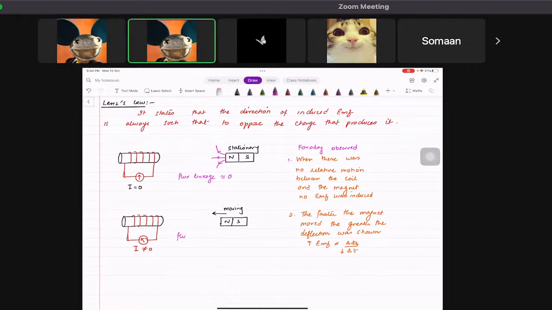Okay. So isn't this what Lenz had observed and not Faraday? No. That's what Faraday has observed, right? I'll tell you what Lenz did. So, right now, if you look at it, when the magnet is moving towards the coil, the flux linkage is increasing. So, there is a change coming up. Do you guys understand this?